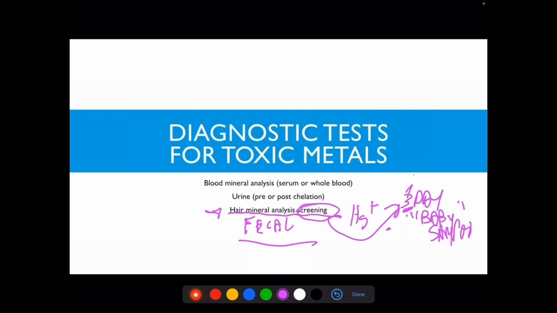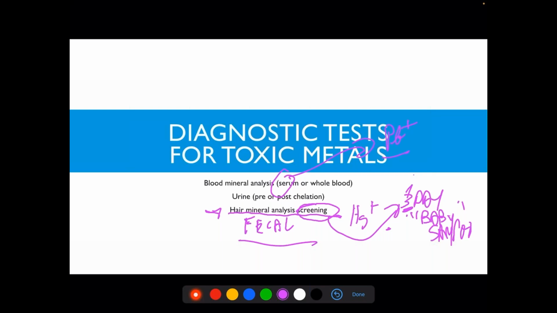So let's go and jump to the first one, blood mineral analysis. You could take serum, or you could take whole blood. So let me give you the positive and negatives of both. So in the serum, the problem is toxic metals don't last in the serum very long. They typically will distribute from the serum into their respective repository areas. So, for example, the longest lasting in the serum or in the blood happens to be lead, which I'll show you in another slide or two. But after a certain amount of days, it's not there anymore.